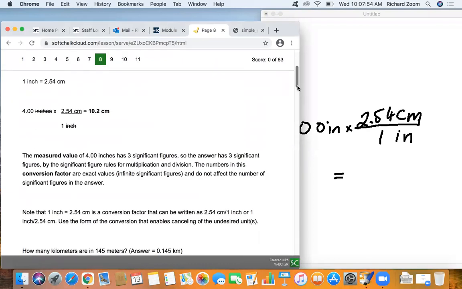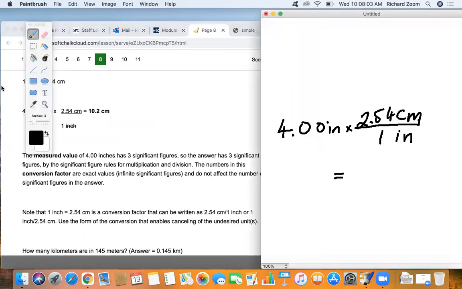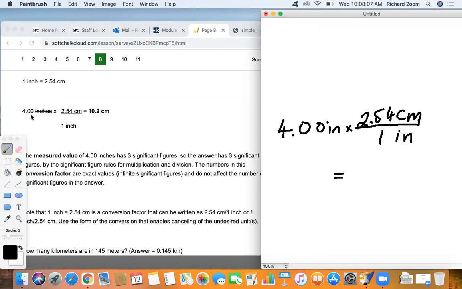Now, when we do the math on that, it comes out, I think, to be 10.16, and that gets rounded to 10.2 as the final answer. We can see that here. And that's because 4.00 has three significant figures, so the answer has to have three significant figures as well. Does anybody have any questions?